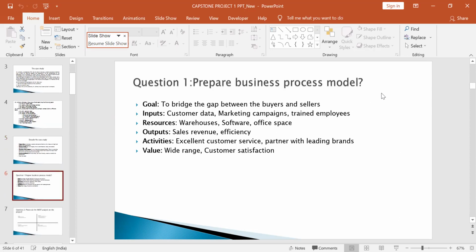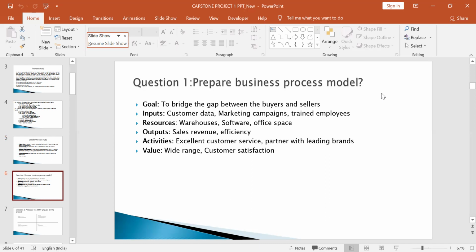Next, we follow the questions here. What is a business process model? You have to prepare a business process model for this case study. See, how to write a business process model. Every organization has a motto or vision and mission, right? So how do we give the business process? We follow the process to give the roadmap for the business.